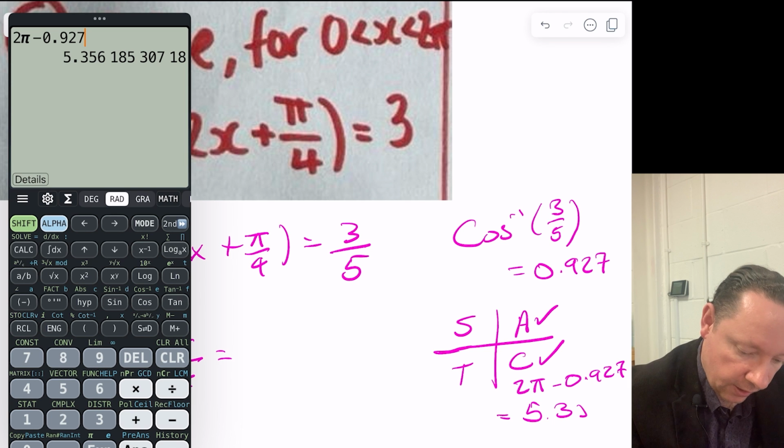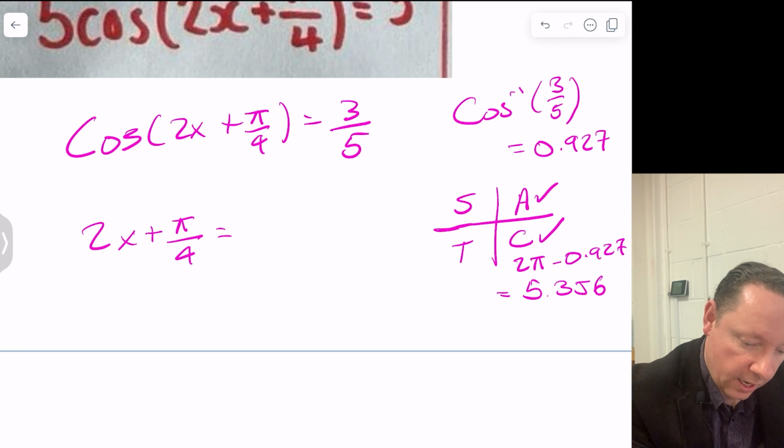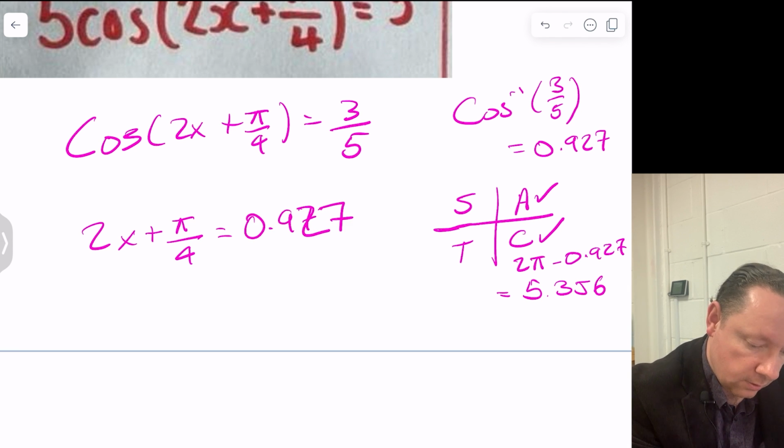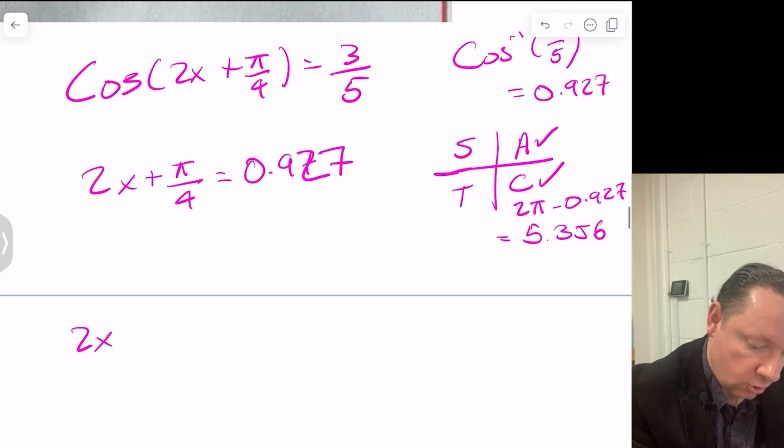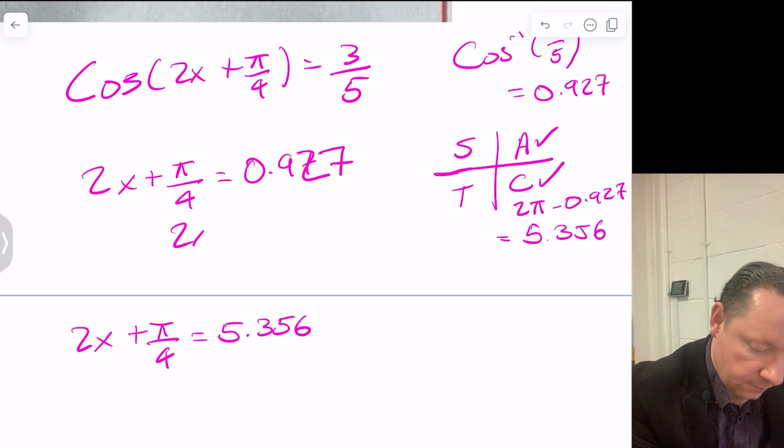5.356. Okay, so we've got two answers. So that means that 2x plus pi over 4 equals 0.927, and 2x plus pi over 4 also equals 5.356. So at this stage, I usually make 2x the subject.